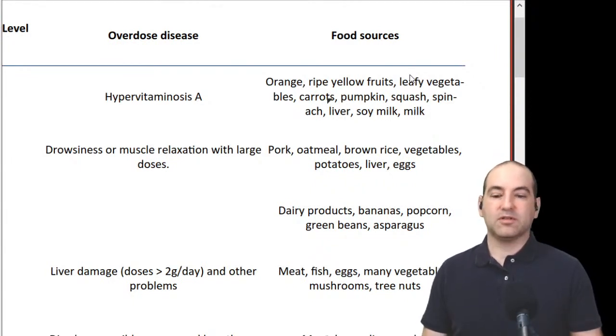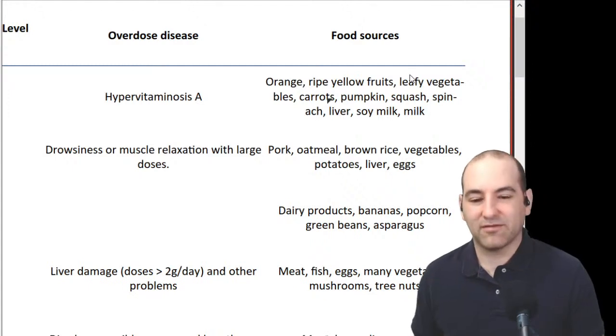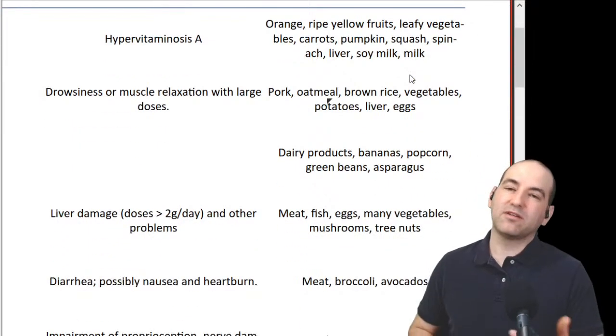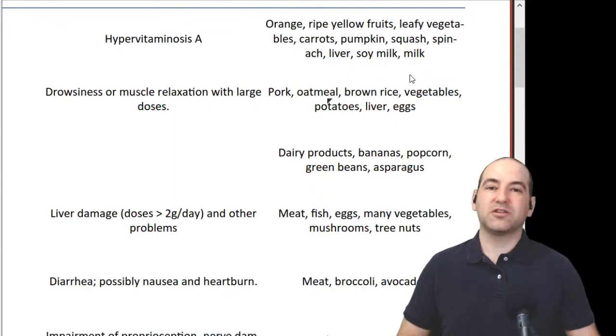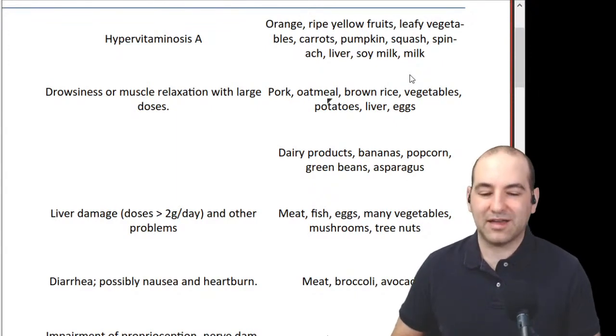Now, if you're not eating animals, you're still probably getting all the vitamins that you need. But as those of you who are vegetarian or vegan know, you need to pay a little bit more attention to your diet to make sure you're getting a variety of stuff. But it's certainly not difficult to do.